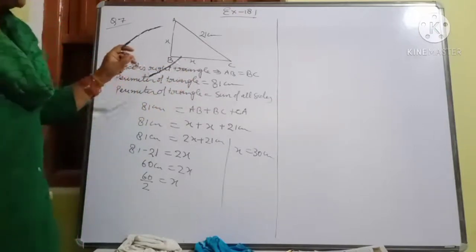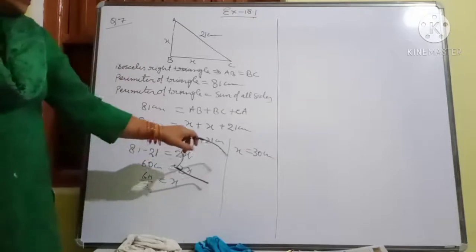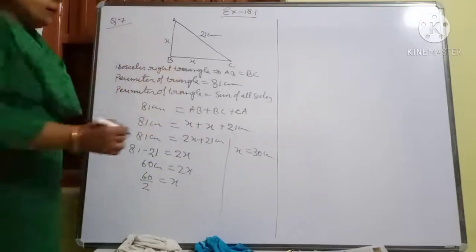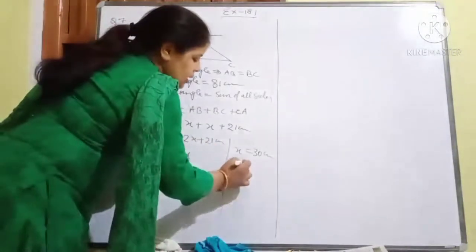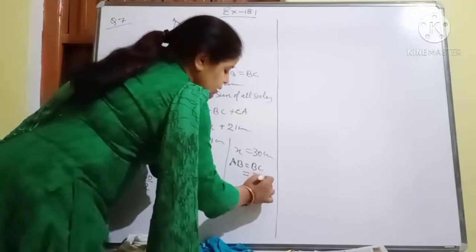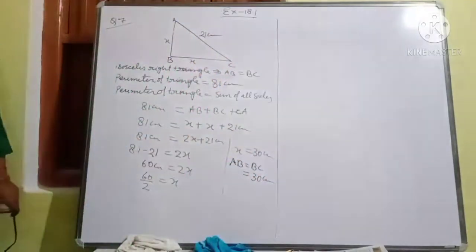So in this way, what will be your answer? That equal sides AB and BC, so we can write that AB is equal to BC. Their length will be how much? 30 centimeter. Okay. Now next question number 8, afterwards we are going to solve. Now see, question number 8.